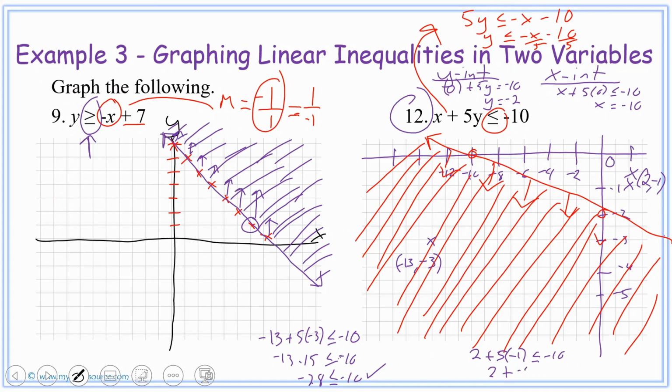And so we have 2 plus 5 times negative 1, which is negative 5. And 2 plus that is going to give us negative 3. But negative 3 is actually greater than negative 10. So this one is wrong. It fails because this point is outside of the boundary. Same thing will happen if I chose a point over here and substituted it back into number 9. It will fail. So that's basically how the graph shows us how the inequality is true.